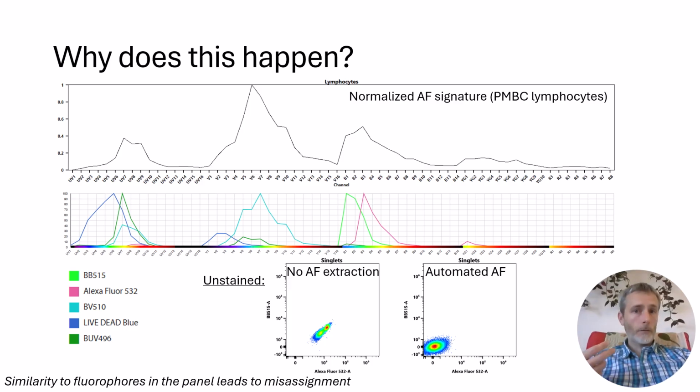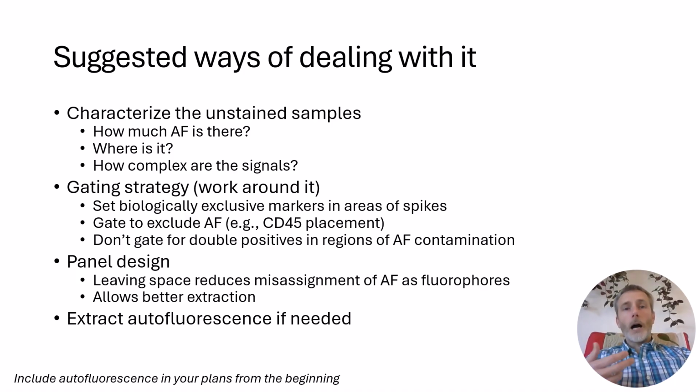Autofluorescence extraction, however, can create problems in the data if not done carefully. If done well, it can improve the resolution in the data and allow us to correct for variable autofluorescence signatures in different cell types. I recommend considering autofluorescence from the beginning of your panel design and experimental planning. You can't really remove it, but you can work around it. Extraction is not the only way of dealing with autofluorescence.